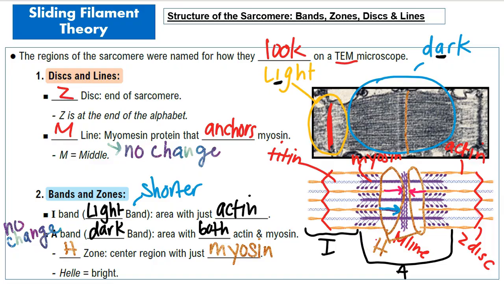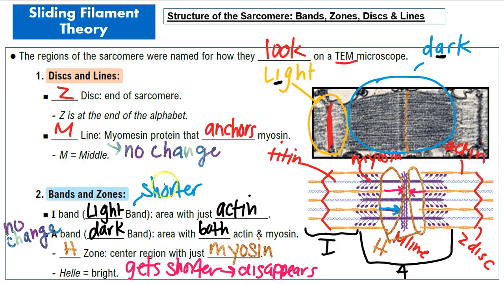So that little bit of brightness is going to go away. Does it automatically go away? No. It just gets shorter and then it disappears. Why did it disappear? The actin got to the midline because of the contraction. Okay, so just keep that in mind.